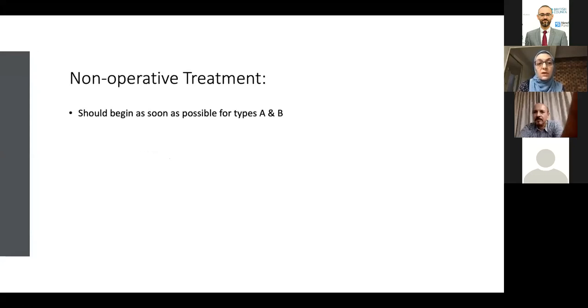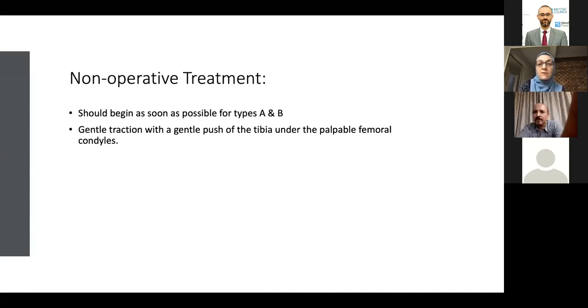To start with non-operative treatment for the easy types, so type A and B, the hyperextension and the subluxation, it begins as soon as possible. I start in the first week of life. I start to apply gentle traction and flexion, reducing the condyles of the femur forward and pushing the tibial tuberosity backwards very gently to reduce the knee, which is usually palpable. The reduction is actual and it happens right under your fingers.